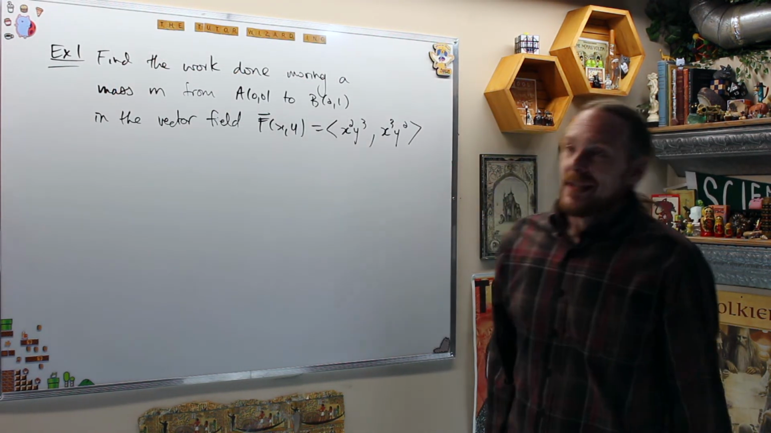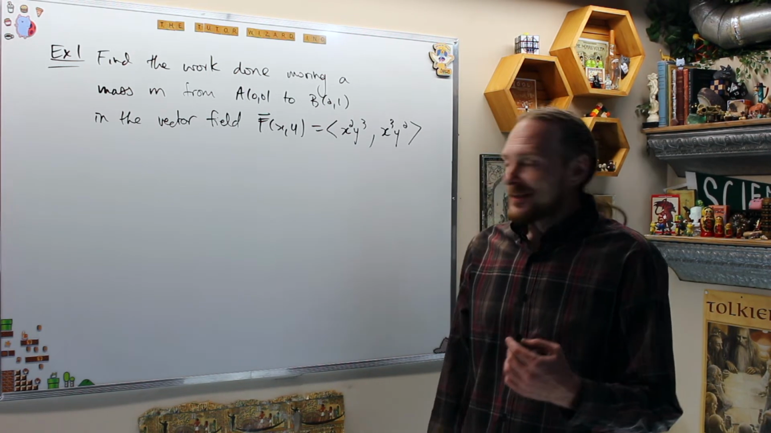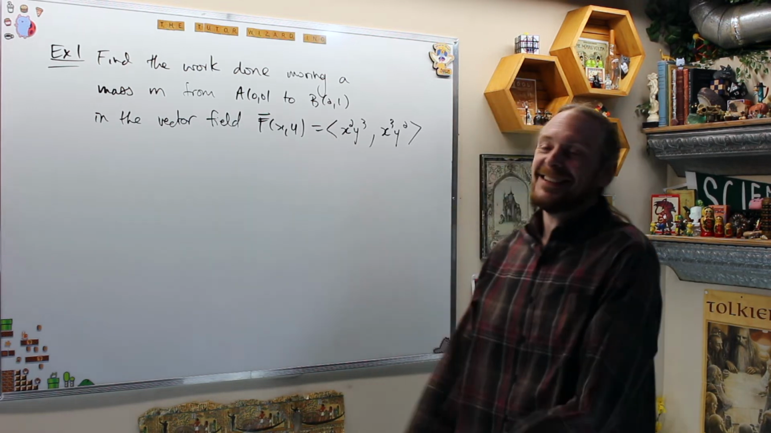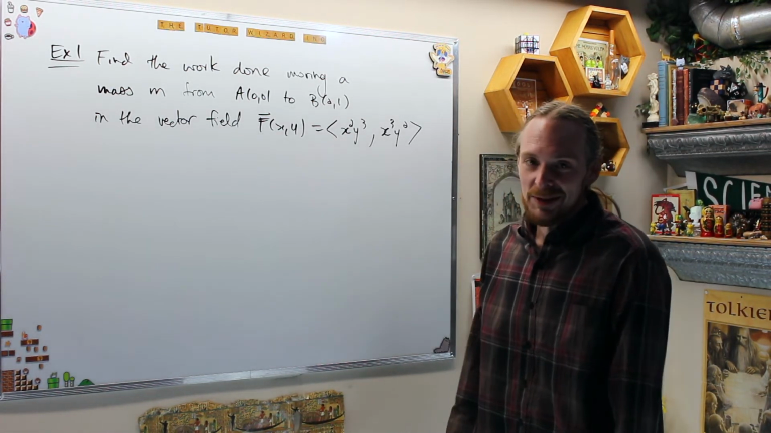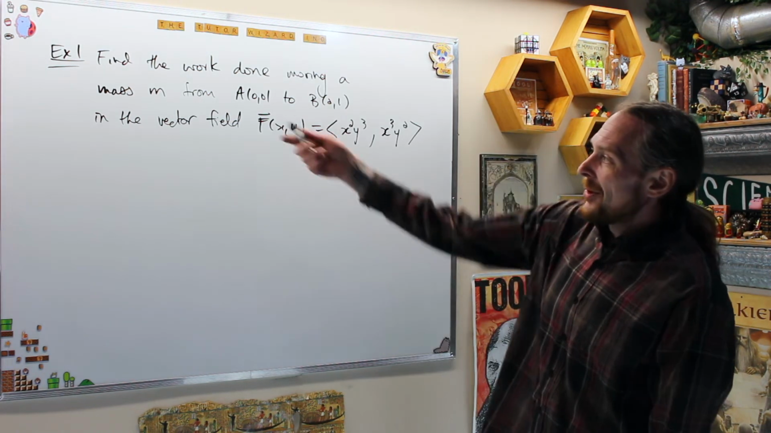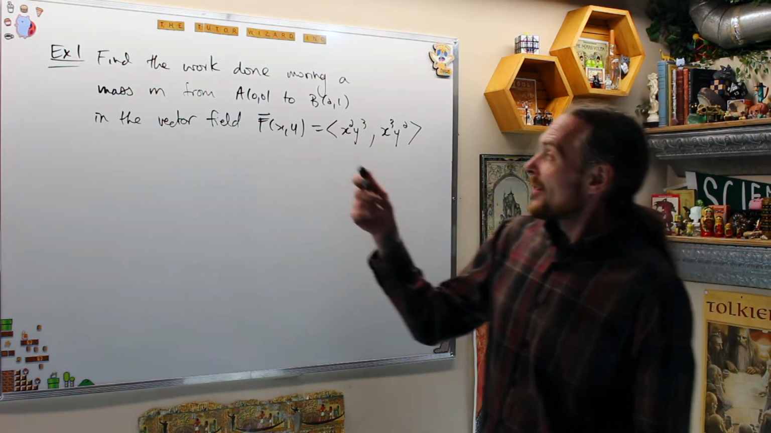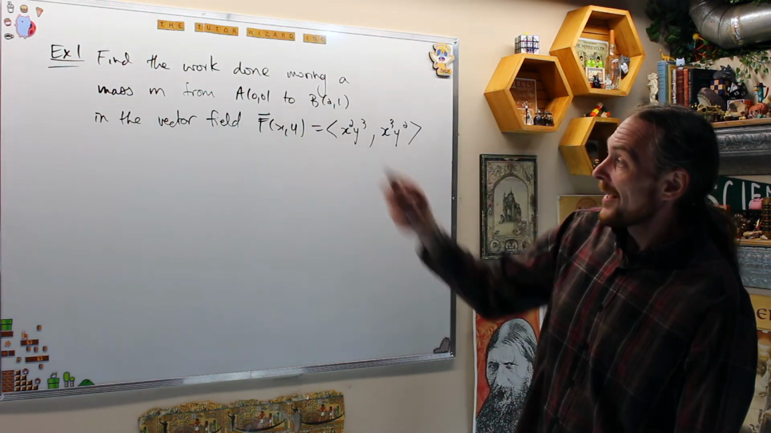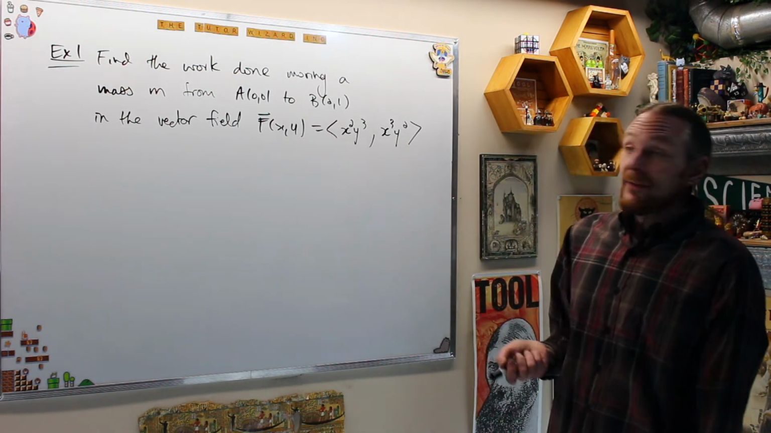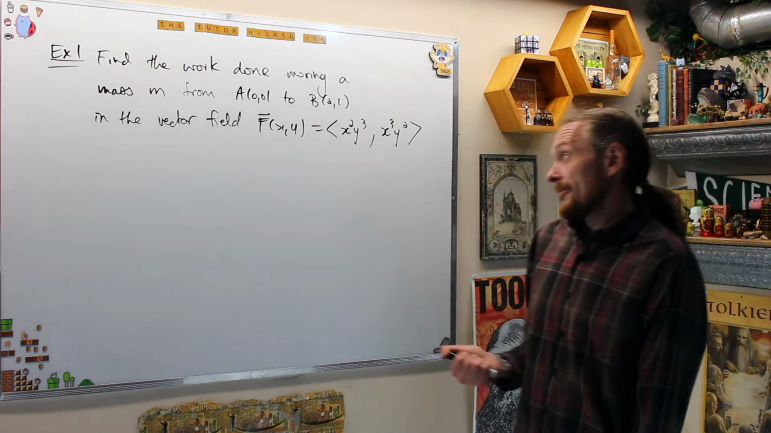All right, example, and then we're done finally. The applications of the fundamental theorem of line integrals: I don't know which one comes first, the chicken or the egg, but the law of conservation of energy is what we were trying to understand. Mathematics is the language that we're going to use to do that. Find the work done moving a mass m from point A (0,0) to point B (2,1) in the vector field F(x,y) = ⟨x squared y cubed, x cubed y squared⟩.